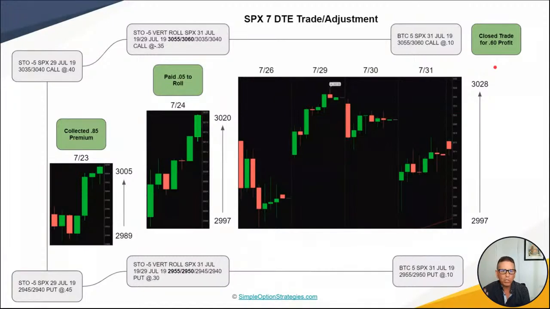Okay, and that's the way I look at it. I don't look at it just by leg. I look at it as a composite trade that I'm doing, and keeping it together with the rolls or the adjustments, so that you come out ahead at the end. Right?